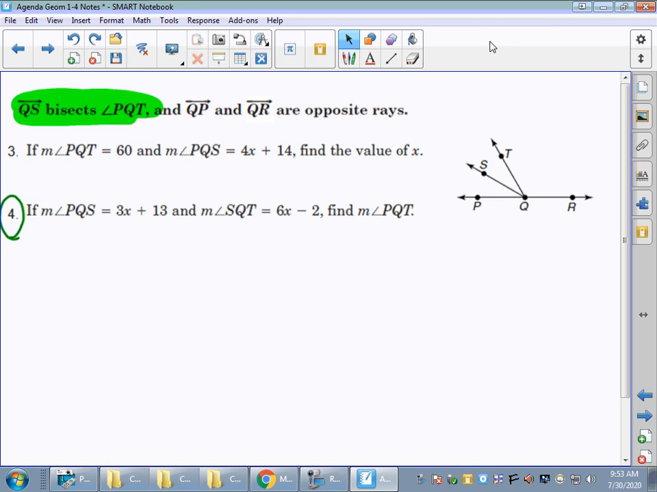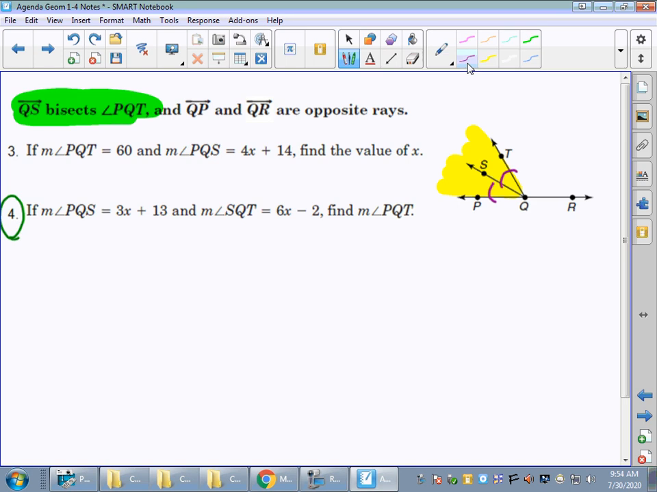QS bisects angle PQT. Well, angle PQT, I'm going to highlight just so you can see it. P to Q to T is this. If QS, this ray right here, bisects it, wouldn't you agree then that the two parts have to be congruent? So this has to be congruent to this. That's what an angle bisector does. They don't use angle bisector, but they use the word bisects. QP and QR are opposite rays, which just means that they form a straight line.